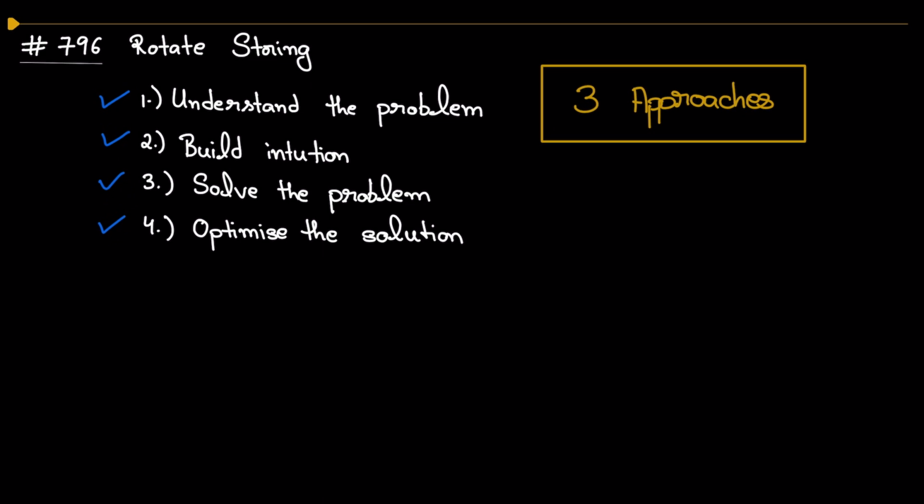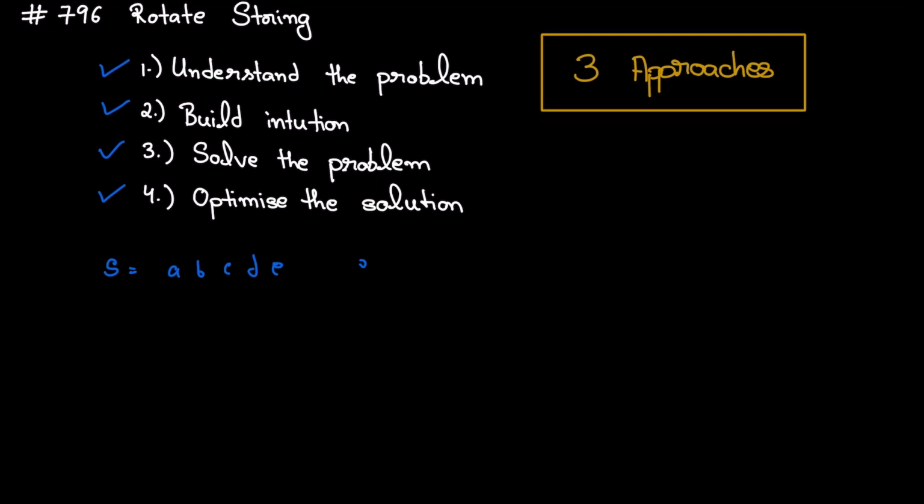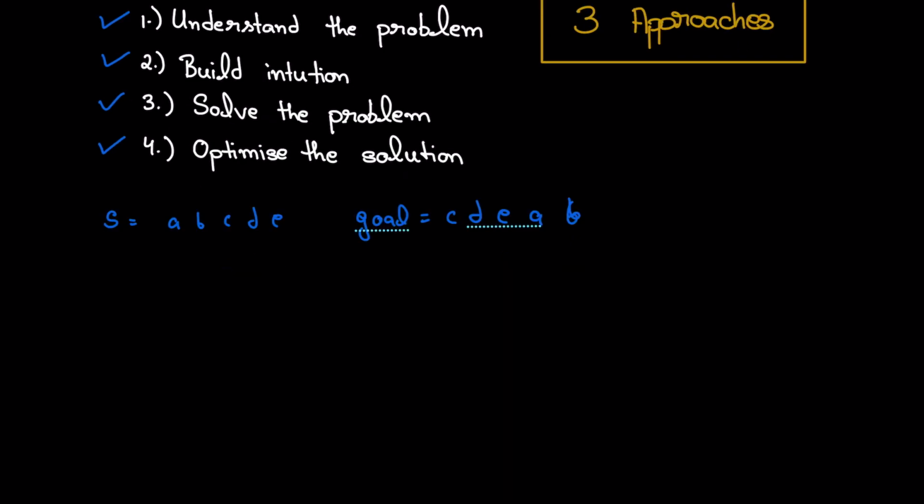So first of all, let's understand what the problem is asking us to do. It says we are given 2 strings. One is S. Let's say S is A, B, C, D, E. And you will be given another string, let's say this string is called goal. Goal in my case happens to be C, D, E, A, B. The problem is whether S can be rotated to form goal.